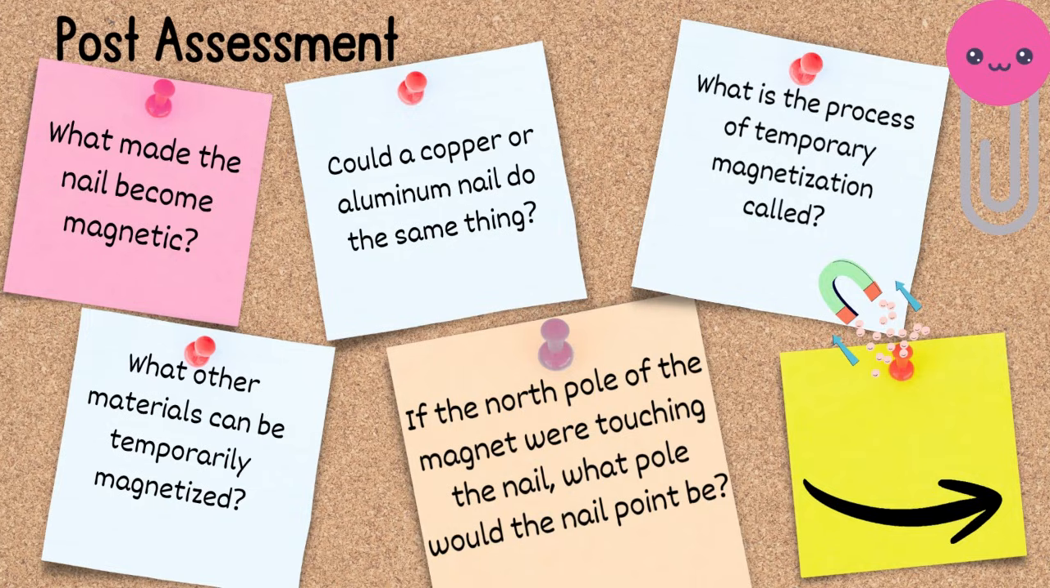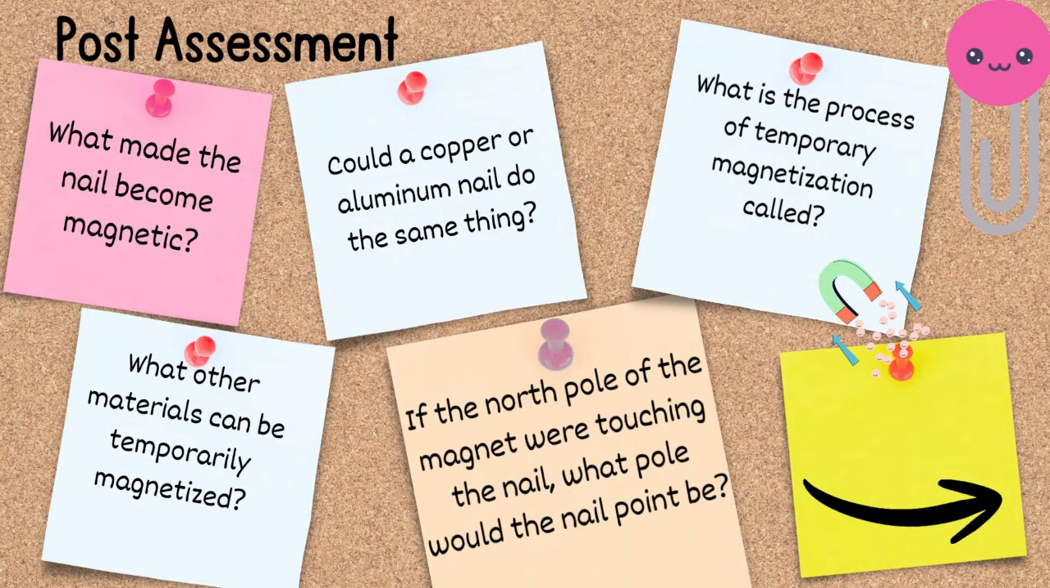Well done. Another question is, could a copper or aluminium nail do the same? Think please. Bravo, your answer is correct. And the answer is copper or aluminium nails cannot do the same because they are not magnetic metals.